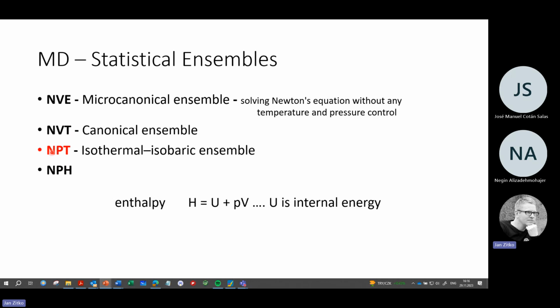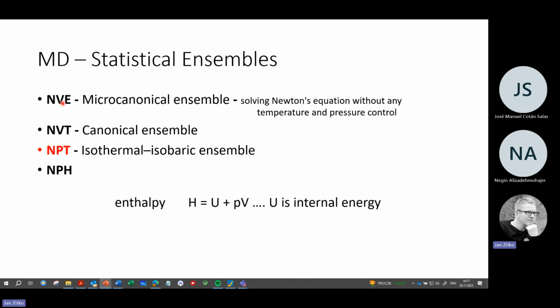For example, in this NPT ensemble, you set the value for pressure and the value of temperature, but they are oscillating around the set value. The oscillations mean that if the temperature goes a little bit up, then the volume has to be adjusted, and so on. Okay, so these two ensembles are used quite often.